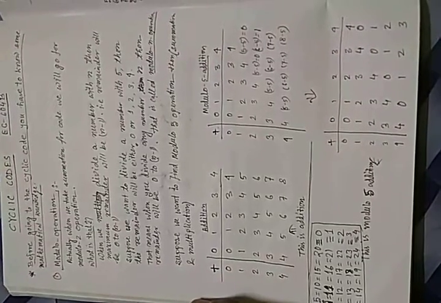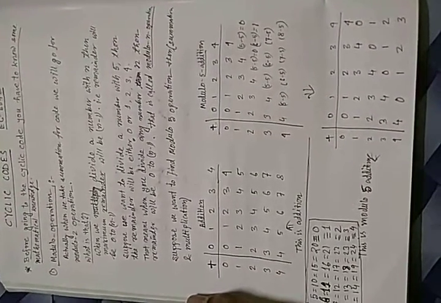Modulo 5 operation means suppose you want to divide any number by 5, then what will be the remainder? Probably you all know that when we divide any number by 5, the remainder will be either 0 or 1 or 2 or 3 or 4. We all know this, that is, the remainder will be 0 to 4.